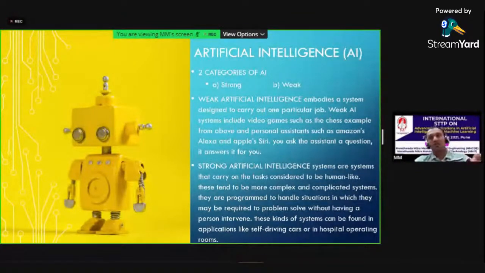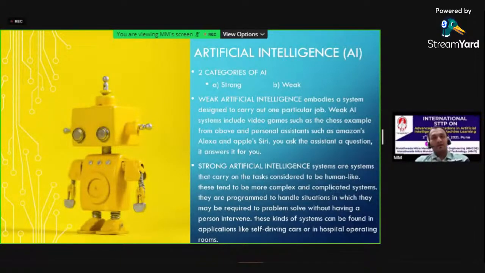Even the chatbots you might have heard about: you ask a question, and it will only retrieve the answer for that question. It won't give you any additional information, or take decisions based on the situation or the information. The other category can be considered strong artificial intelligence: systems that carry out tasks considered human-like. These are more complex and complicated systems, and they can handle extremely complex situations and solve problems without human intervention.